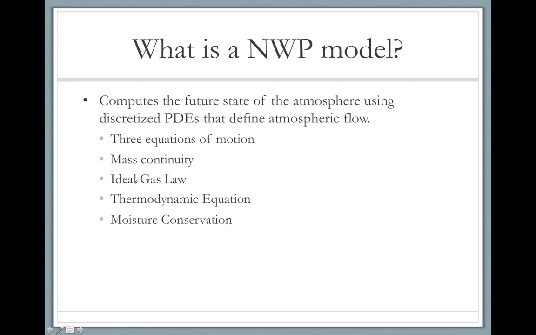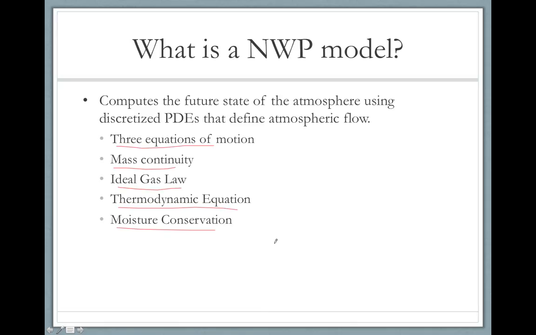As well as mass continuity, so our three equations of motion, mass continuity, our ideal gas law, the thermodynamic equation, and the moisture conservation equation. And so what we have are these 7 equations that form a complete set, but we can't close this set, okay? Because we have more unknowns than equations.